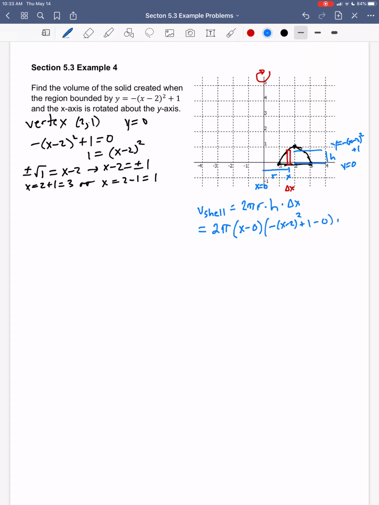Minus 0, and then delta x. So I'm going to get 2 pi times x. Okay, so when I square this, it's going to be x squared minus 4x plus 4. But then I'm going to have to distribute a negative. So negative x squared, it'll be minus 4x, so that'll become plus 4x. It would be plus 4, so that'll be minus 4, and then I have the plus 1.